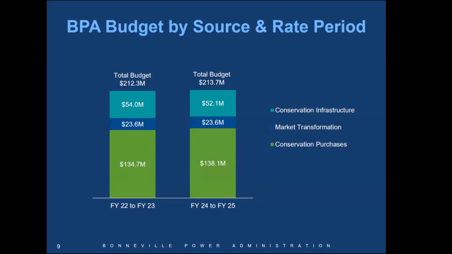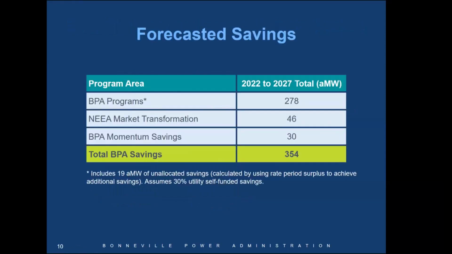You can see we have conservation infrastructure, market transformation via NIA efforts, and conservation purchases. This is kind of the world most of you live in. This includes self-funded and energy efficiency incentive-funded savings. Okay, on to forecasted savings.